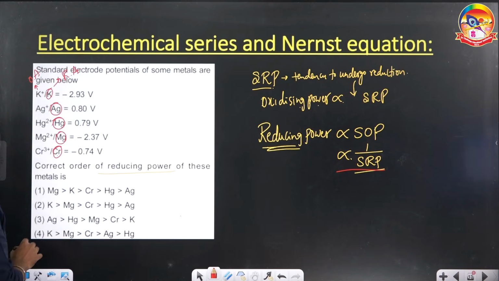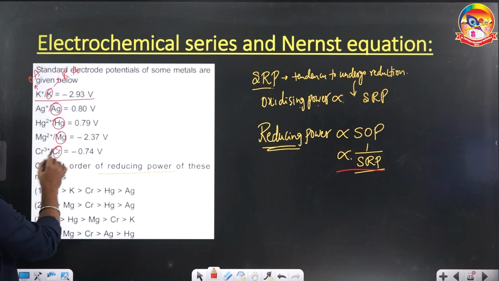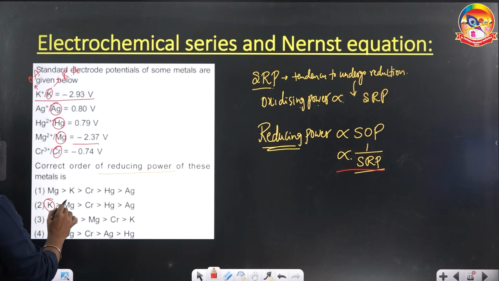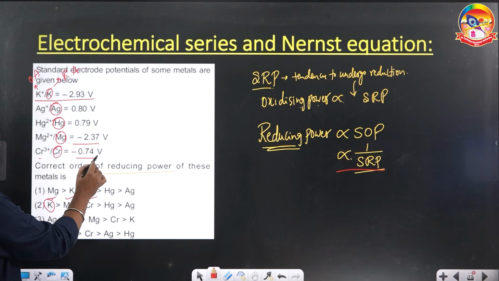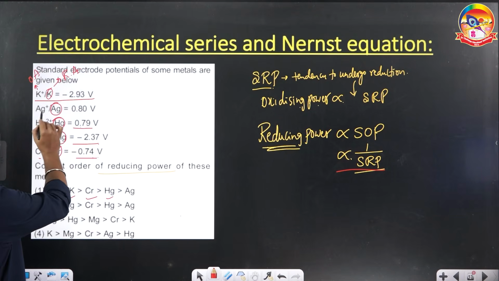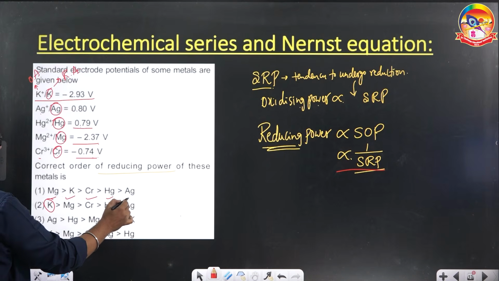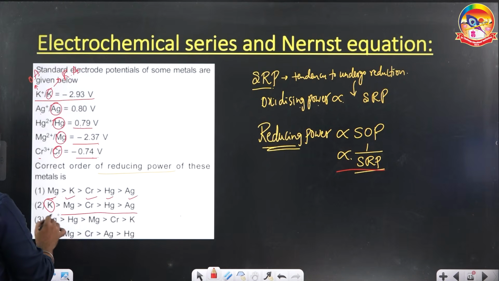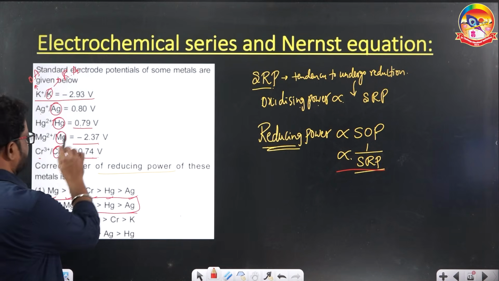That means the one with least SRP has highest reducing power, that is K with minus 2.93 has highest reducing power. Next to that is magnesium, minus 2.37. Next, chromium, minus 0.74. Next, mercury, plus 0.79 and 0.80. Silver has least reducing power. As SRP increases, reducing power decreases. Okay, this is the way to answer.